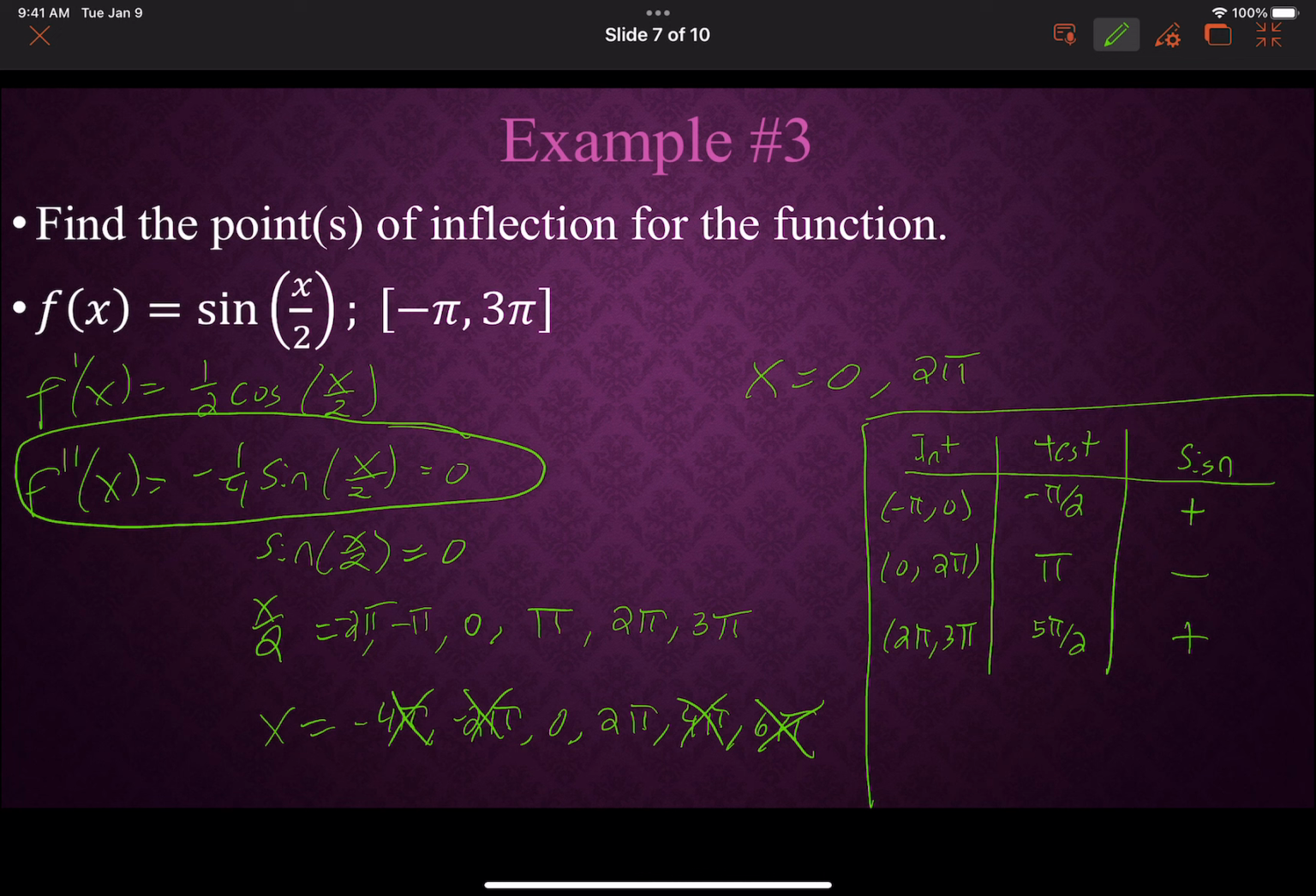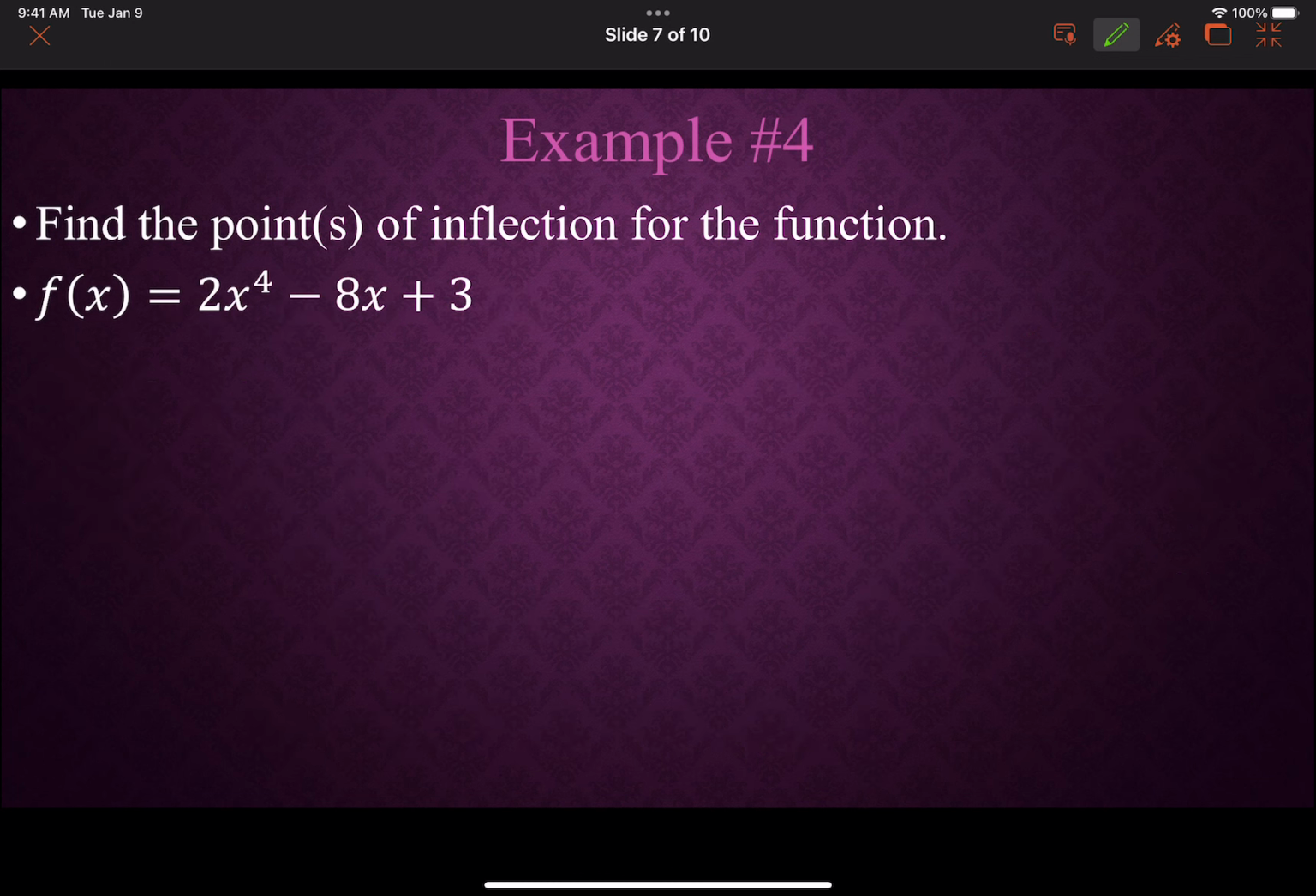So we can see we are changing. We do have upward concavity from -pi to 0 and 2 pi to 3 pi, and downward concavity from 0 to 2 pi. So these are true points of inflection. Because it's entirely possible, like with the critical point possibilities, that you don't actually change sign at a location. So we have to always check that just to make sure.